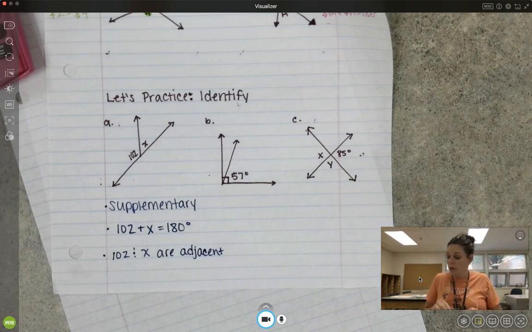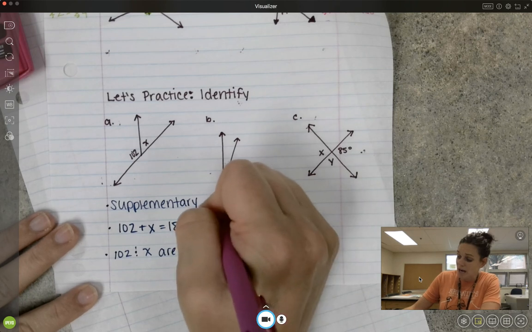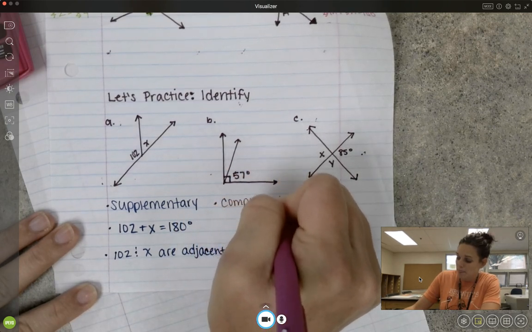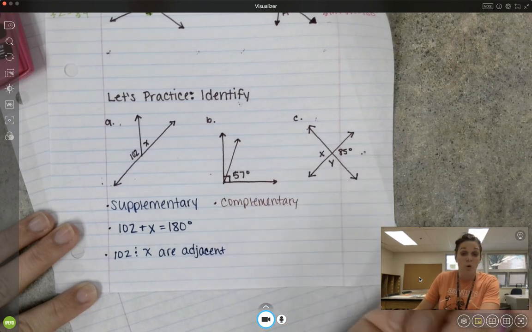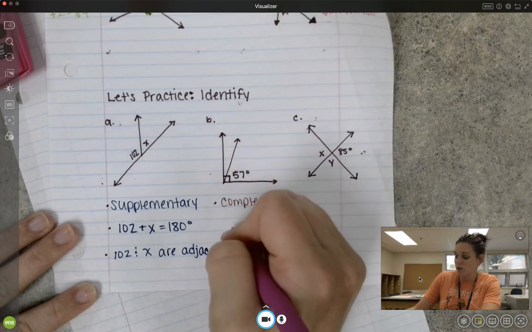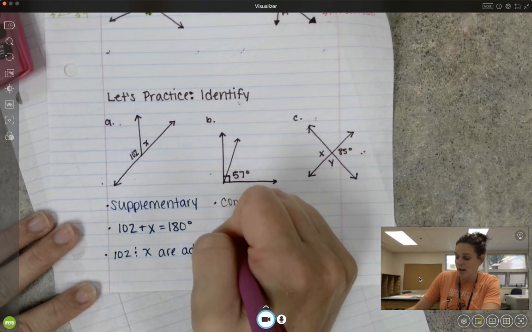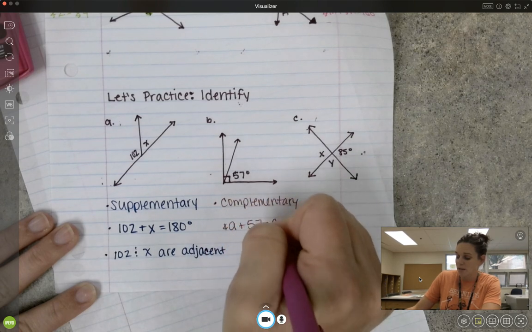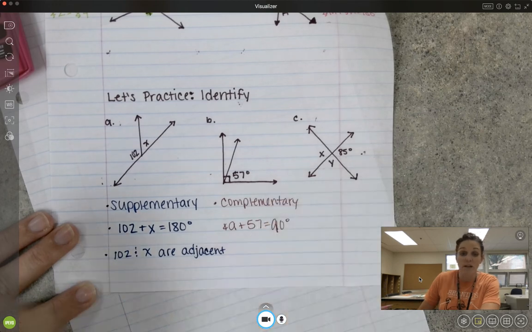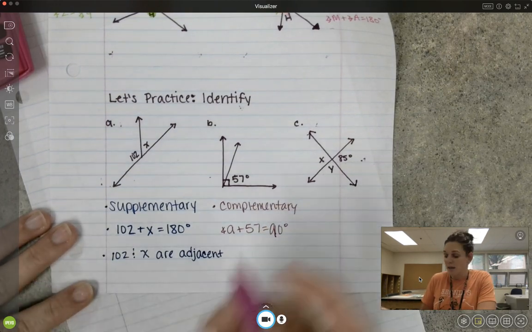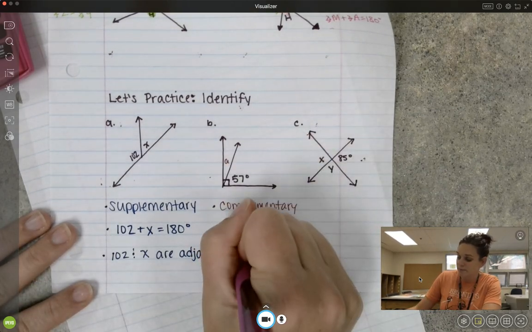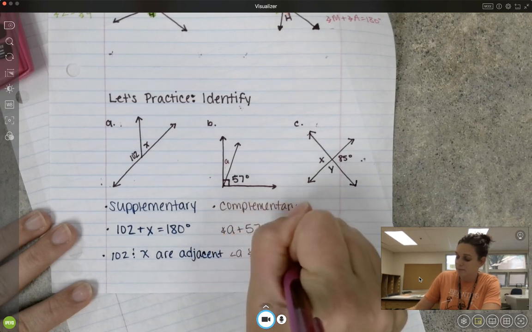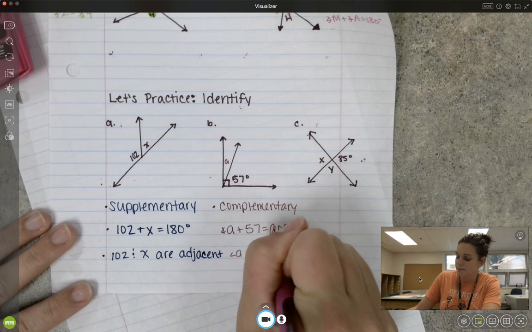Let's take a look at the other one. The other one, we could have said, well, these are complementary. We could have then recorded the equation. Now I forgot this, so you could have used anything. You could have said A plus 57 equals 90 degrees. Ooh, that's a really ugly 90, I'm sorry. And then you could have said A and 57 are adjacent.